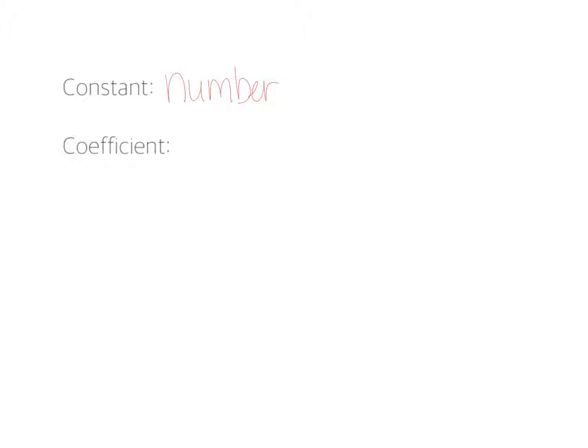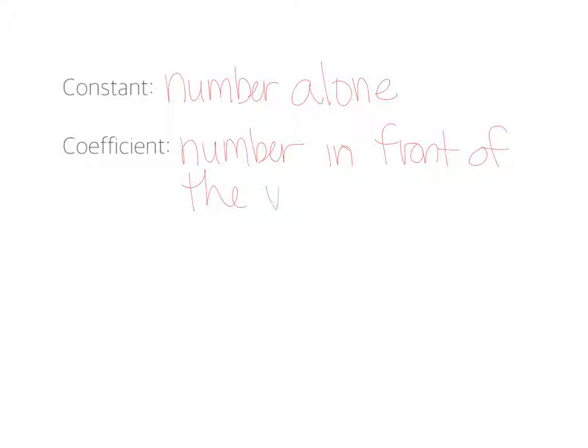I can say like a number that's alone. Okay, so it's the number that's alone. It doesn't have a variable. And then coefficient is the number in front of the variable.